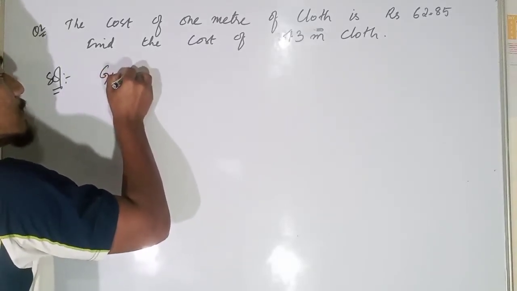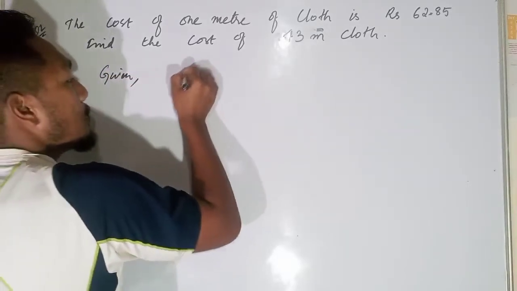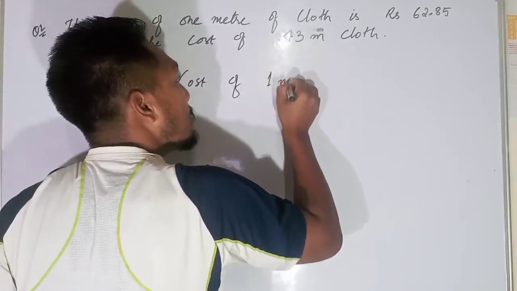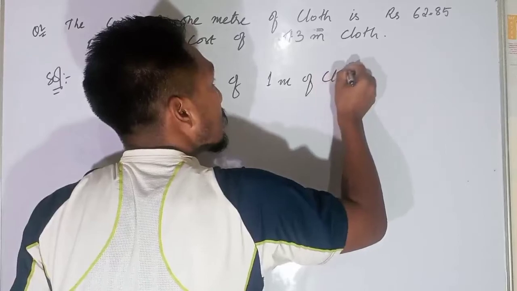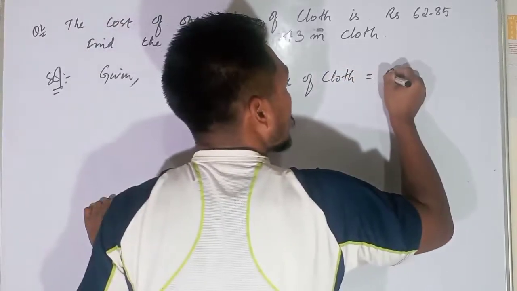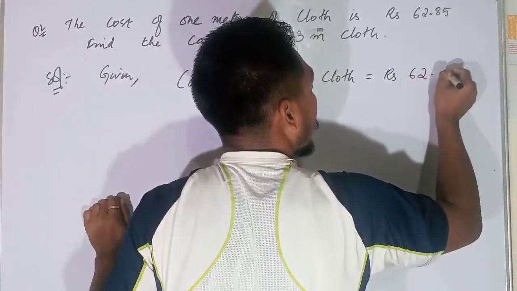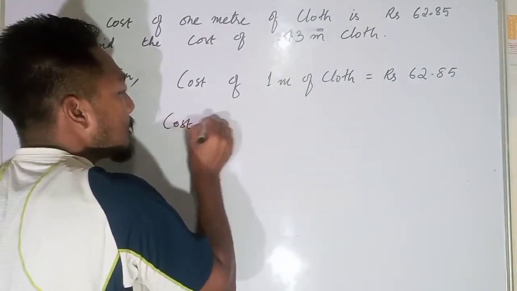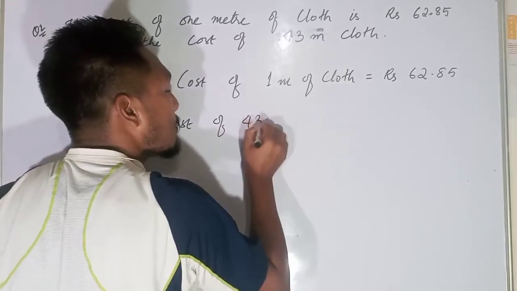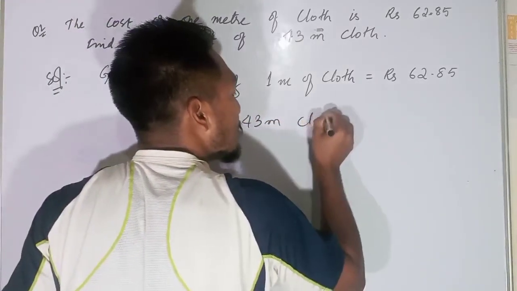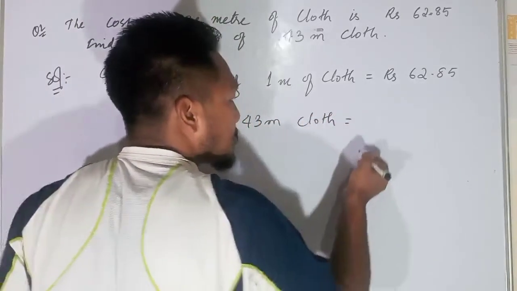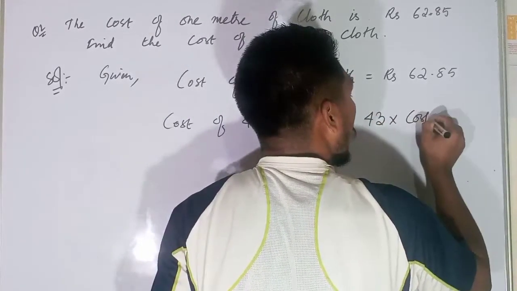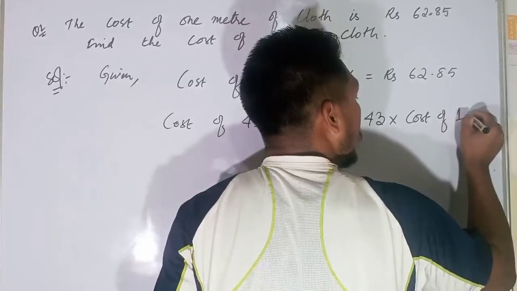What is given? You write it down. Given: cost of 1 meter of cloth is equal to how much? Rupees 62.85. Then the cost of 43 meters of cloth will be how much? 43 meters of cloth will be 43 into the cost of 1 meter.